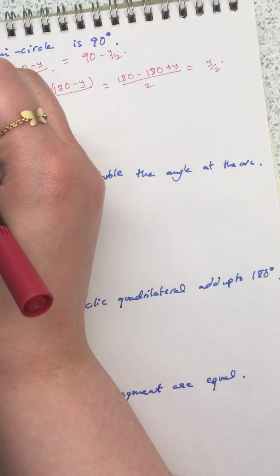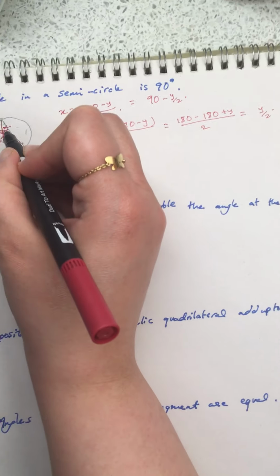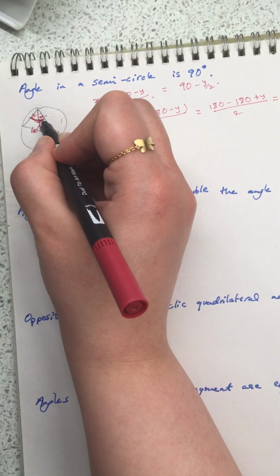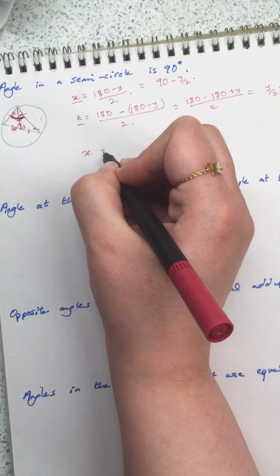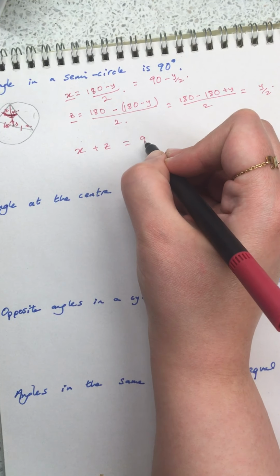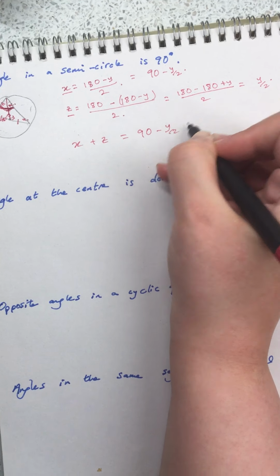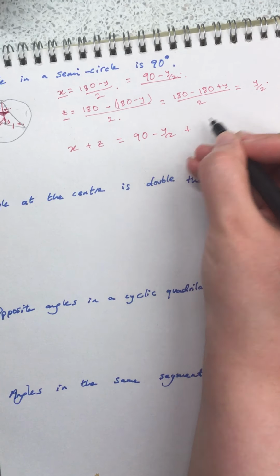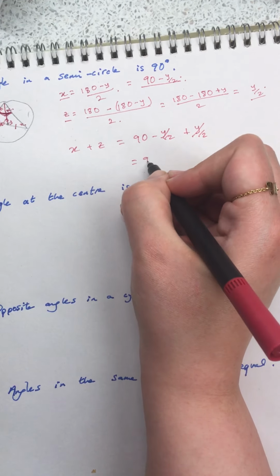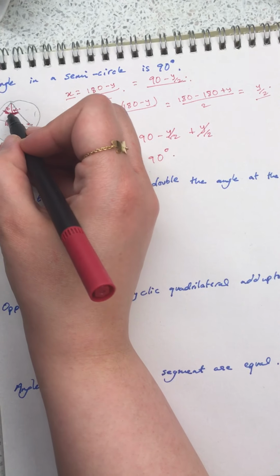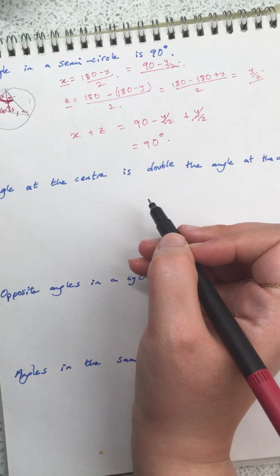Now I'm trying to prove that this is 90 degrees, this angle here. So I add x and z, so x plus z is equal to 90 minus y by 2, that's the x bit, plus y by 2. These two cancel out, I'm left with 90, so we've proved it. x plus z is equal to 90 degrees.